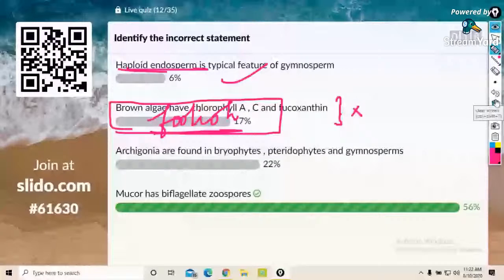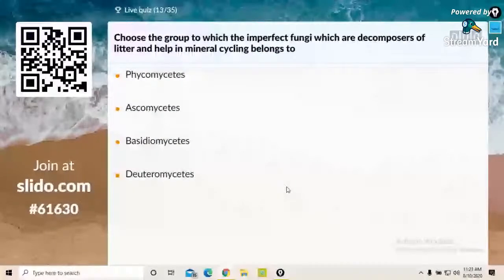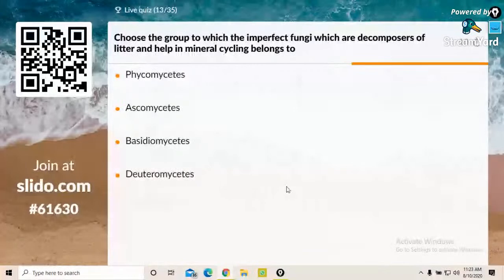13th question on the screen. Choose the group to which imperfect fungi belong. I have given you the clear idea about that. Imperfect fungi, which are the decomposers of litter and help in mineral cycling, belong to phycomycetes, ascomycetes, basidiomycetes, deuteromycetes. The question may be again asked as which group of fungi can be the decomposers of litter and help in mineral recycling? I have given you the other name also, imperfect fungi.